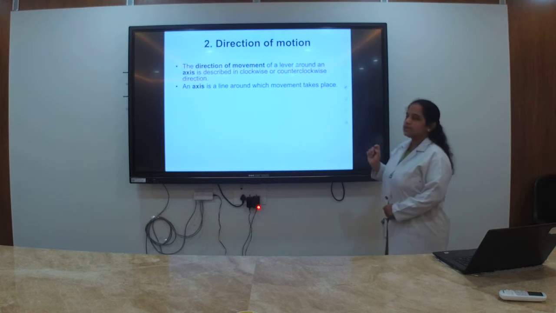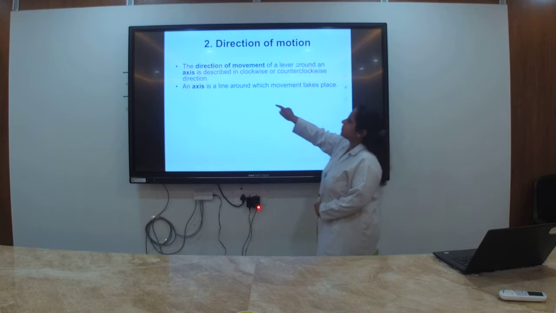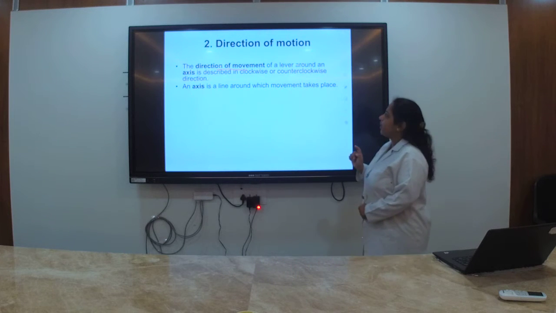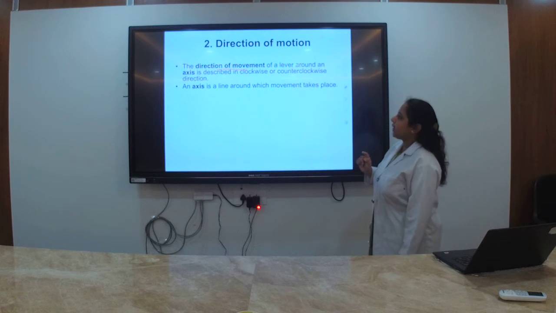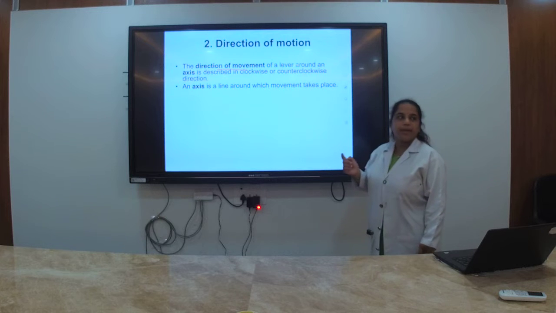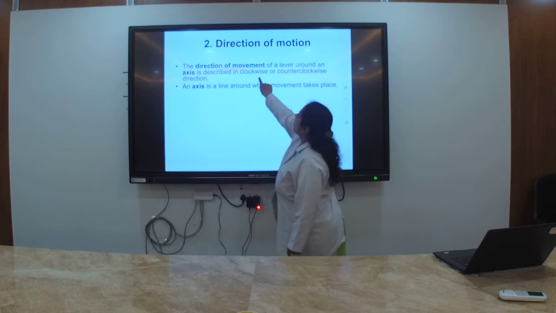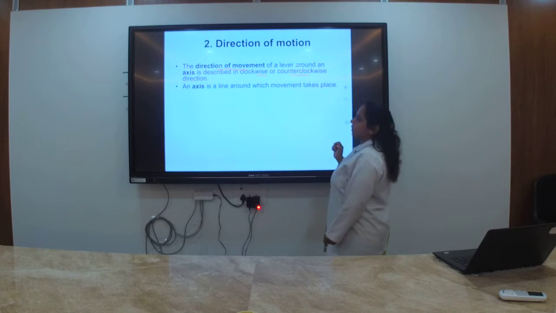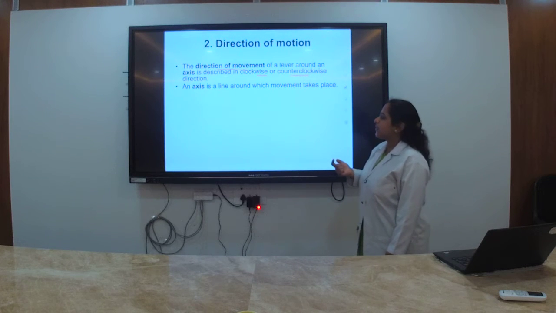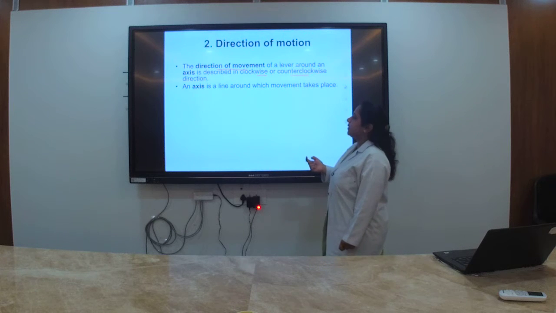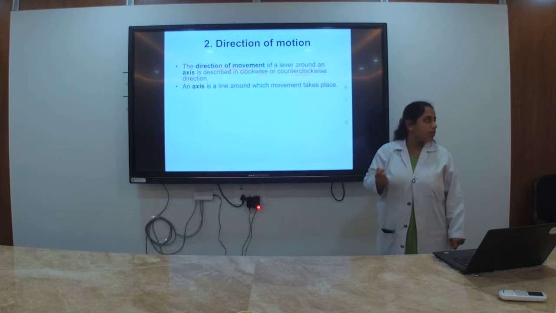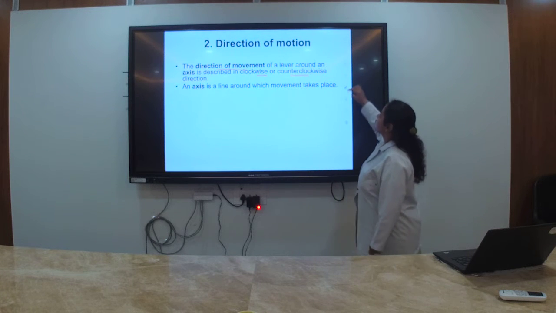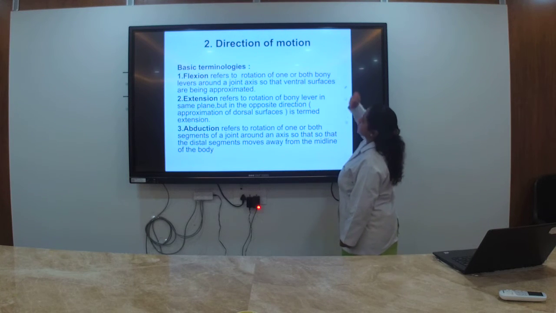Now going to the second variable, that is the direction of motion. Direction of movement of a lever around an axis is described either in clockwise direction or counterclockwise direction. Now how is the axis defined? An axis is a line around which the movement takes place.